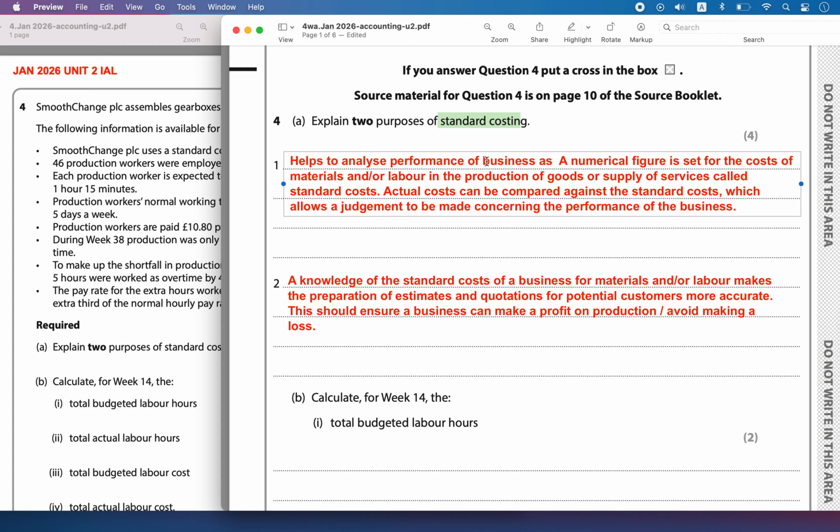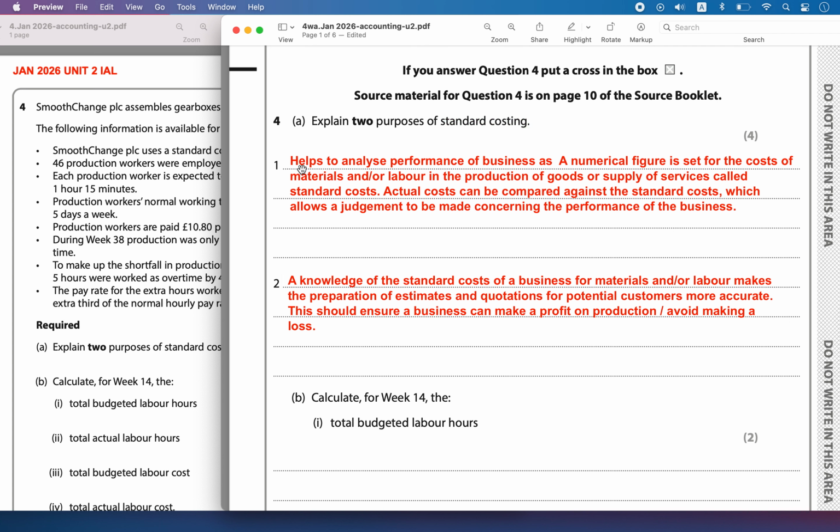So one is that it is going to help in analyzing the performance of the business, and that you have to explain. And the second one, it will ensure the business makes a profit. Two major advantages for the business: analyzing the performance of the business, and thereby you can make certain future decisions, and also it will ensure the business makes a profit.